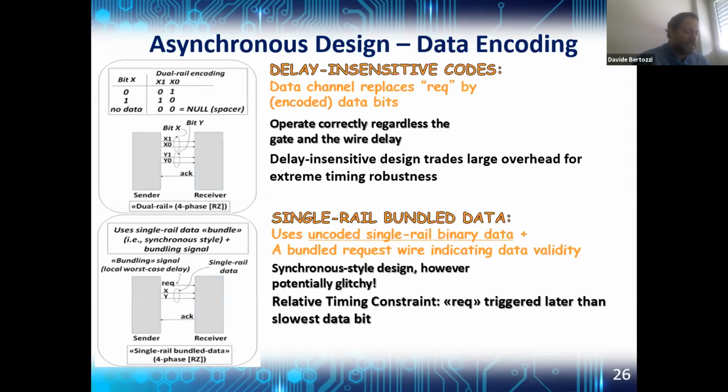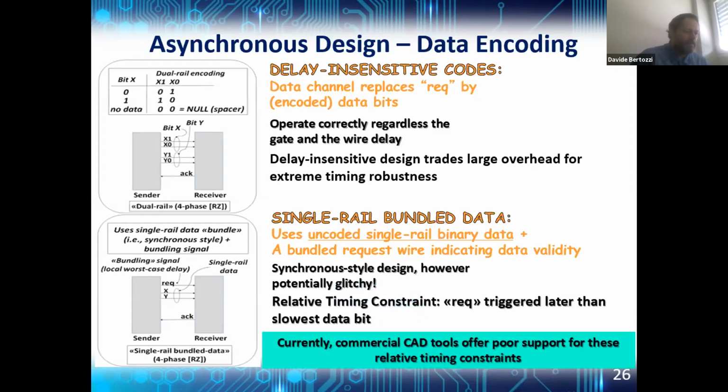However, for correct implementation, it comes with a one-sided relative timing constraint. That's important. And the timing constraint here, which was not there for delay-insensitive codes, is that the delay of the request signal is always longer than the worst-case data transmission. So the request signal must arrive later than the stabilization of the slowest data line. This is called the bundling constraint, and is typically met by inserting a small matched delay on the request signal when needed.